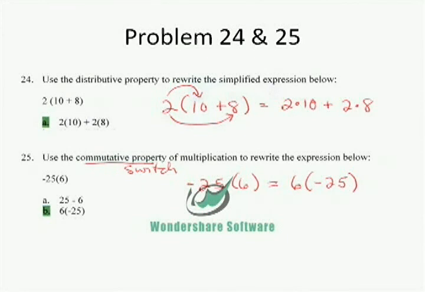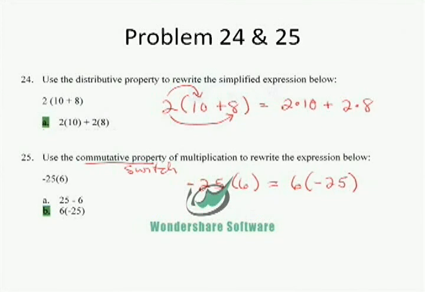The distributive property means that since there's a 2 outside of the parenthesis, it would be 2 times 10 plus 2 times 8. And that's what we mean by distributing the 2. You have to multiply it times the 10 and then multiply it times the plus 8.